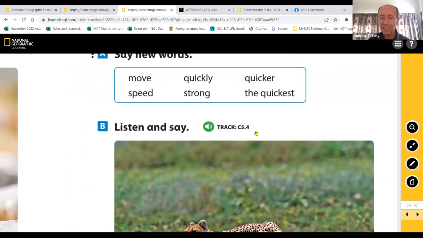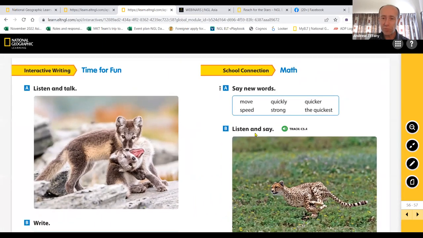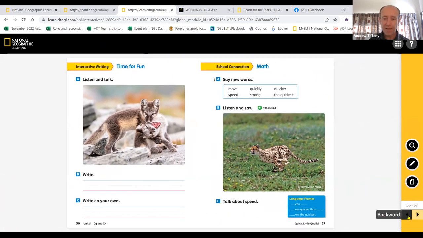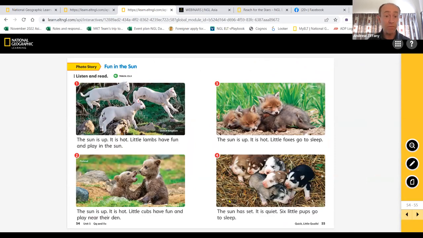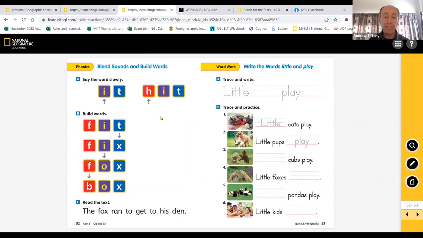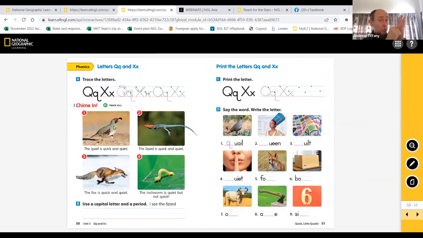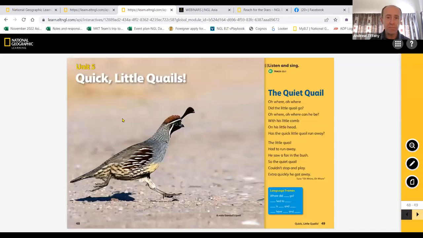Very good. Okay, so let's quickly review. What did we do today? So let's go back. We did quick, quicker, and quickest. Very good. Okay. We did some reading. Very good job, everybody. We had lots of reading. Okay. And we did some phonics and changed some letters and did some letters and sounds and words and switched things around. Okay. And we wrote Q and X. Very good. Yep. And we learned some stuff about quails. And you got to meet my little friends.